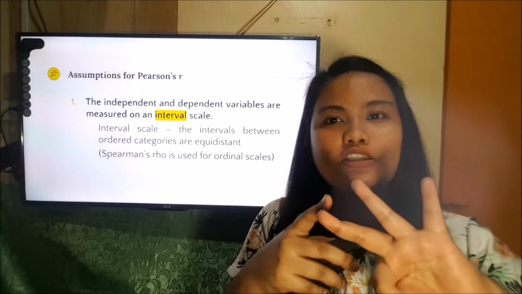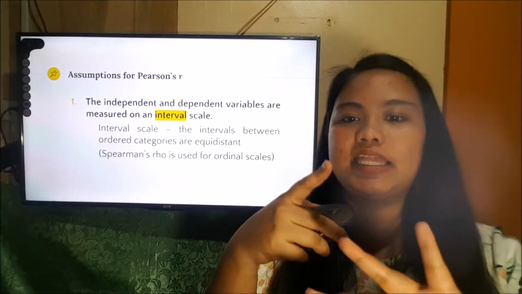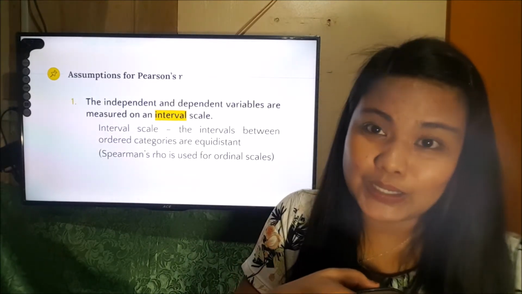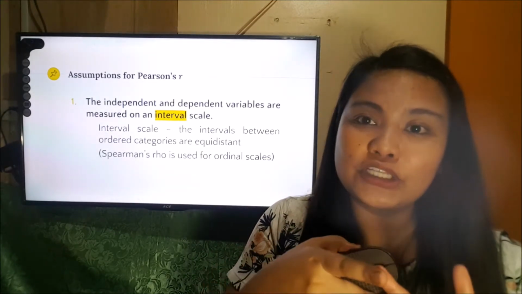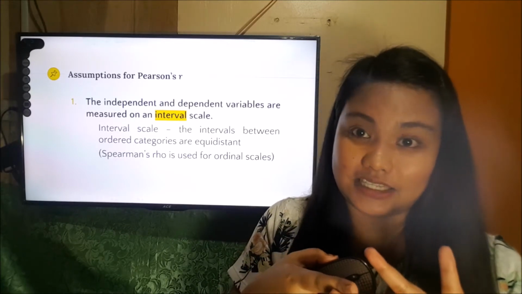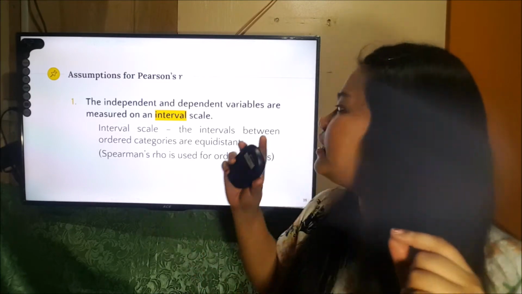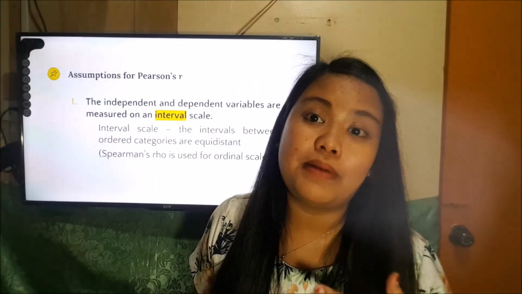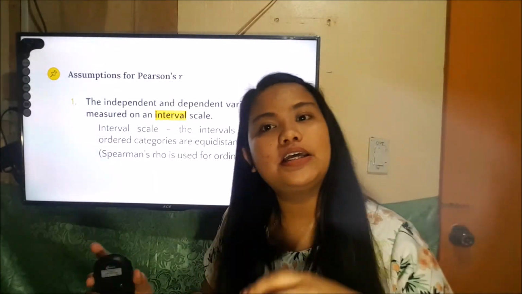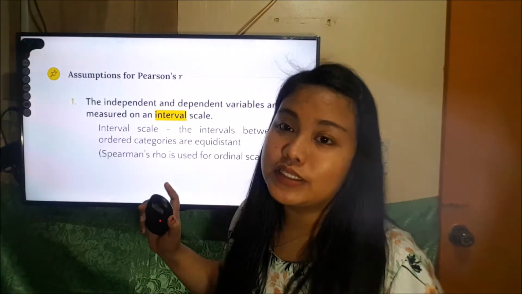Because it tells us not only the category and the order, but it also tells us that the intervals between the ordered categories are equidistant. And that idea of equidistance is what gives the interval scale its mathematical properties. That's why we can use it for Pearson's R.